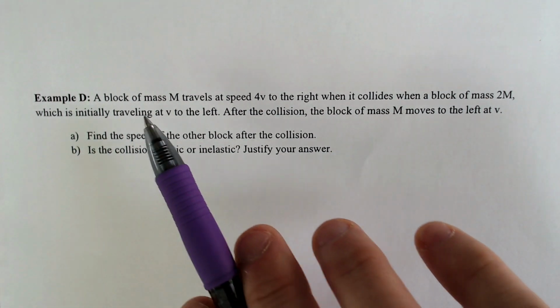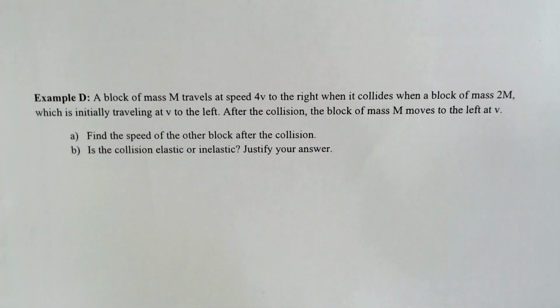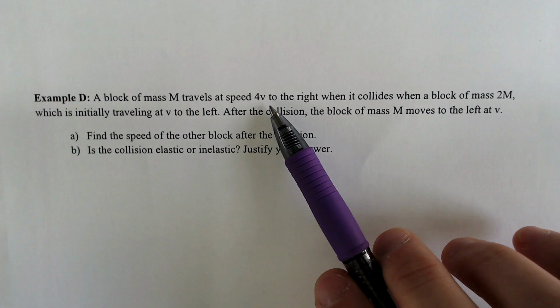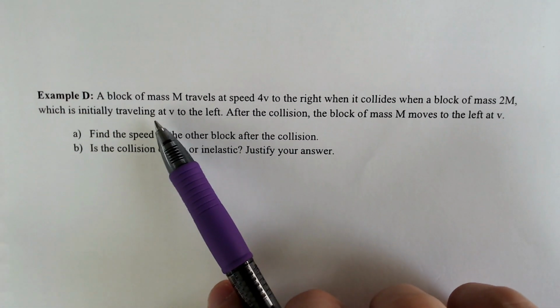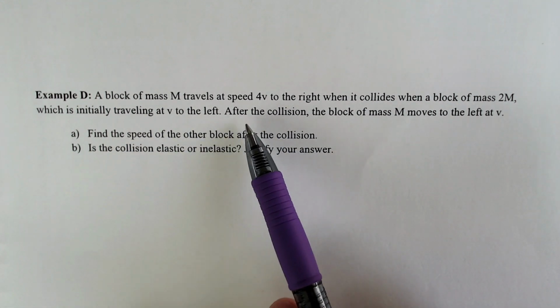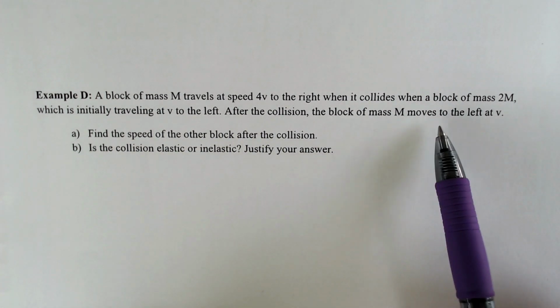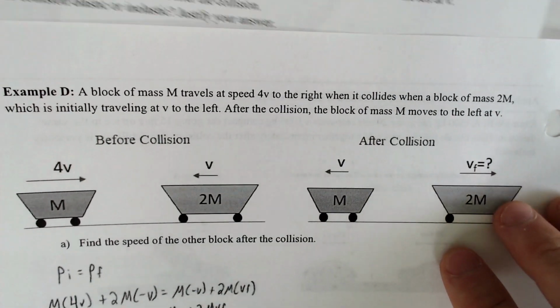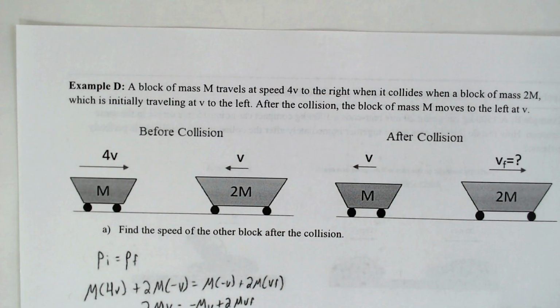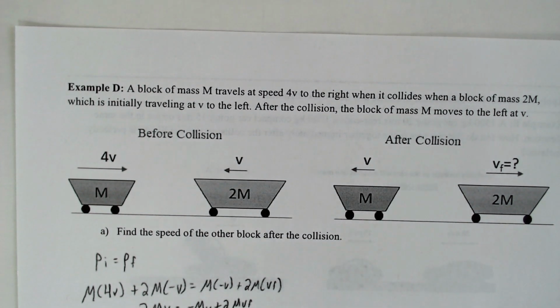So what's happening here is a block with a mass of m travels at a speed of 4v to the right, and when it collides with another block of mass 2m, initially traveling v to the left. After the collision, the block of mass m moves to the left at v. That's a lot of words, so picture time. Picture time and scrap paper because we're going to need it.